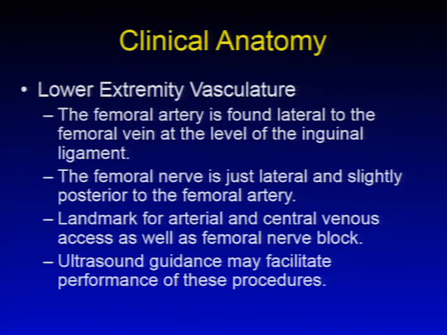Moving on to lower extremity vascular anatomy and its clinical application. The femoral artery is found lateral to the femoral vein at the level of the inguinal ligament. The femoral nerve is just lateral and slightly posterior to the femoral artery. The femoral artery is a landmark for arterial and central venous access, as well as for femoral nerve blocks. Ultrasound guidance may facilitate performance of these procedures.